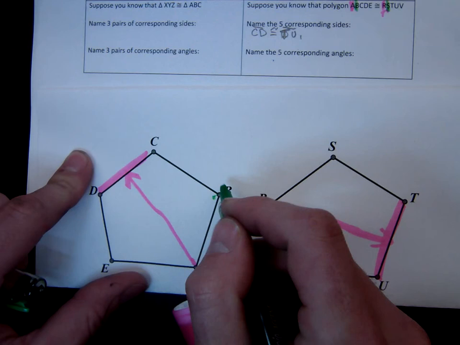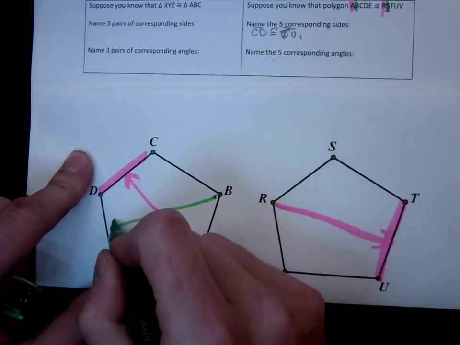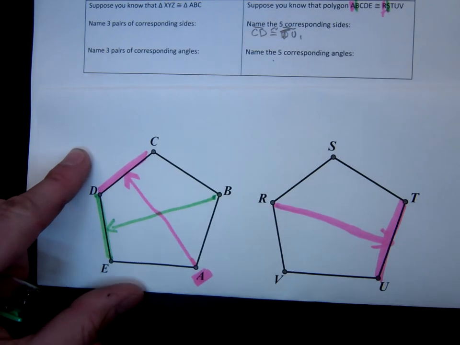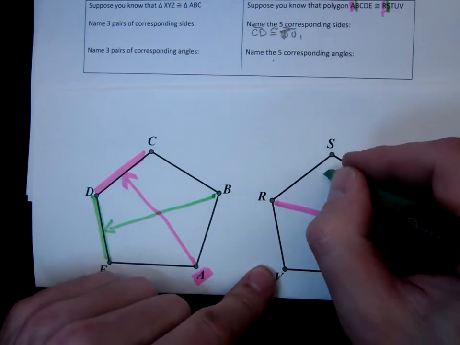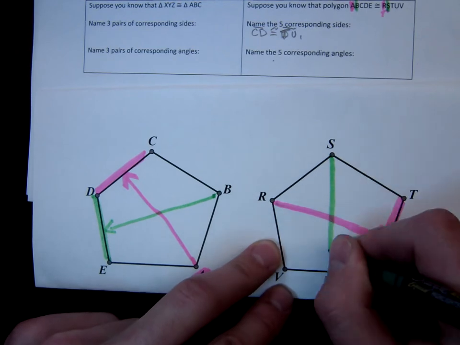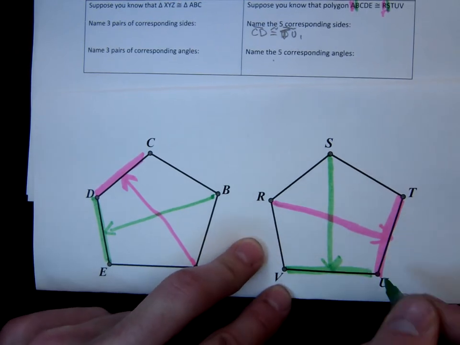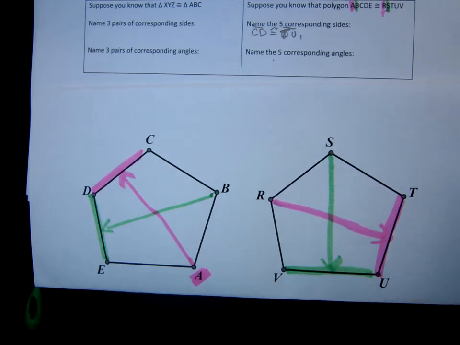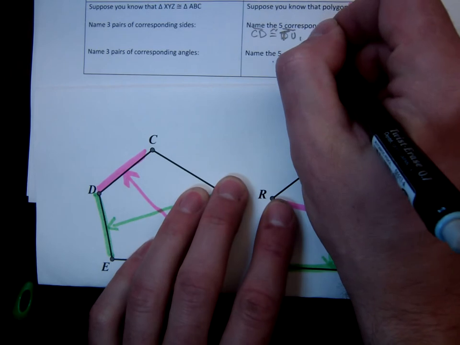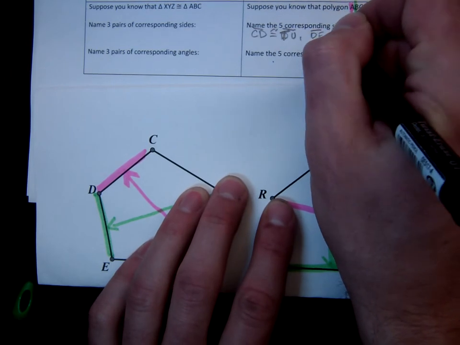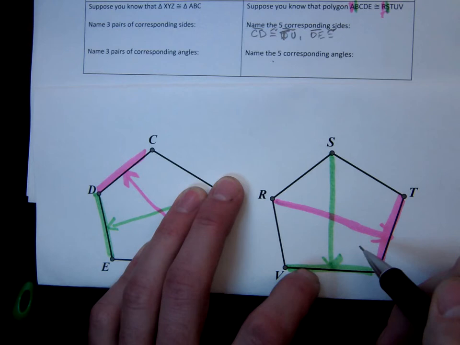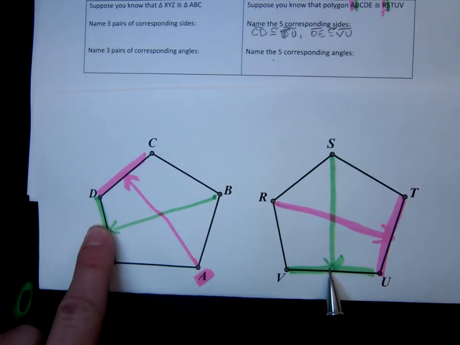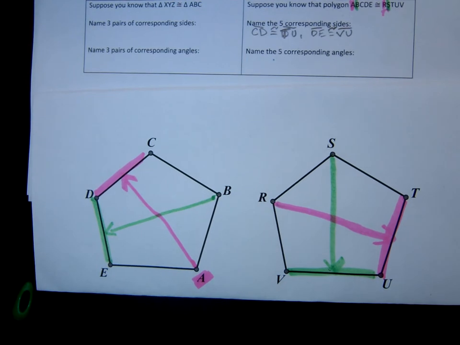B is opposite the side DE. Well, that tells me that if I look at S and I look at the opposite side of S, those two are corresponding sides. Okay. So both my green sides are corresponding, so I can say that DE, that green side, is congruent to VU. Okay, both green sides. Do one more and then I'll leave the rest to you.